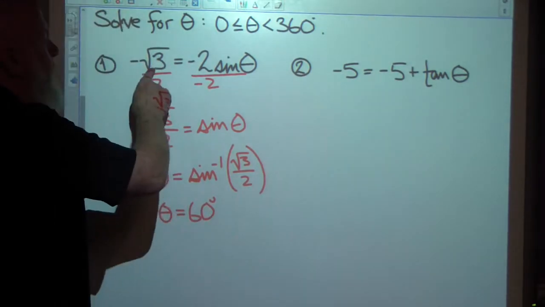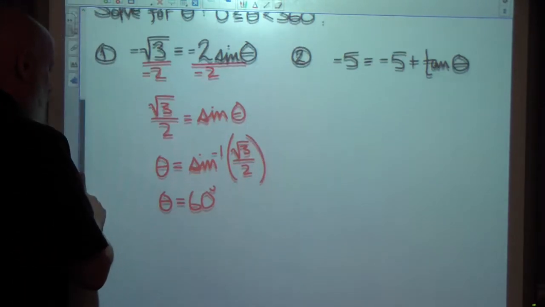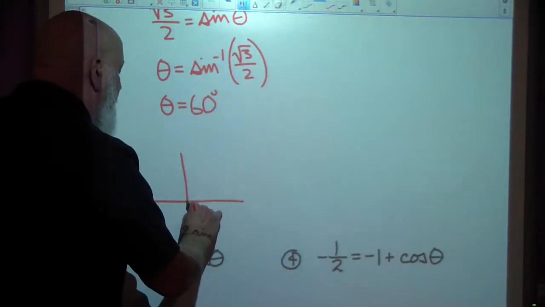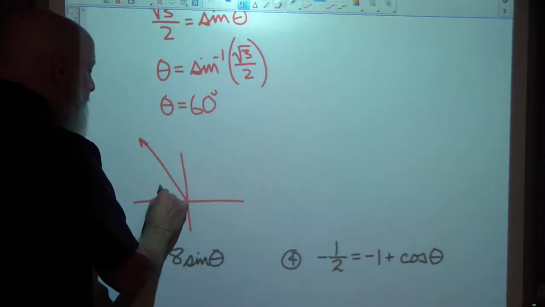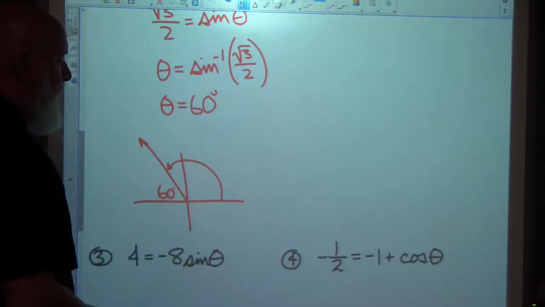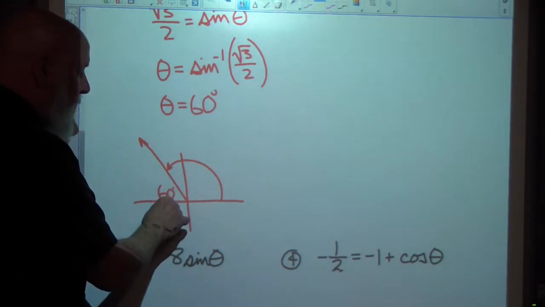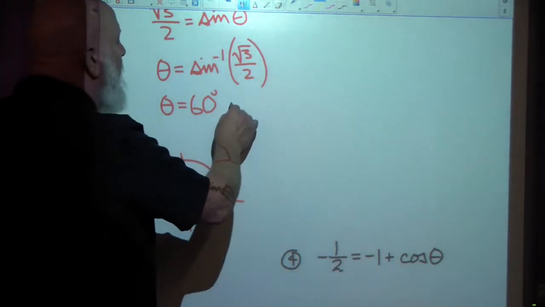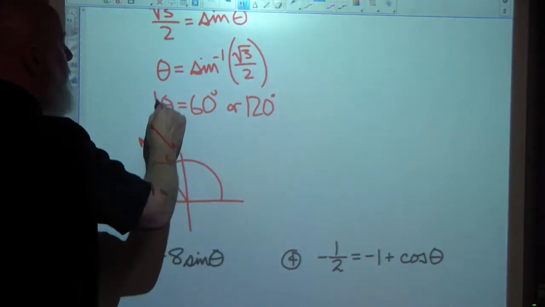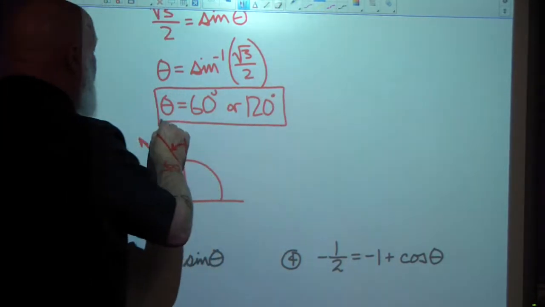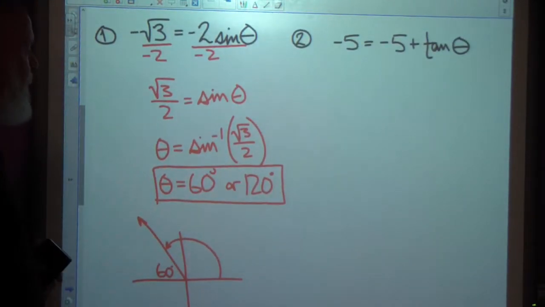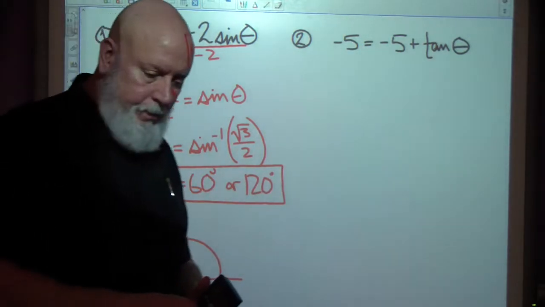Where else is sine positive? Well, it's in quadrant 2. In quadrant 2, sine is positive. So I'm thinking, if I have a quadrant 2 angle that has a 60 degree reference angle, what would this angle be? I'm in quadrant 2 with a 60 degree reference angle, and that would be 120. So 60 or 120 are the two values I'm looking for, unless I've made a mistake. And I've made lots of mistakes in my life, and I may have made a mistake right there, but let's hope I didn't. Let's take a look and see.